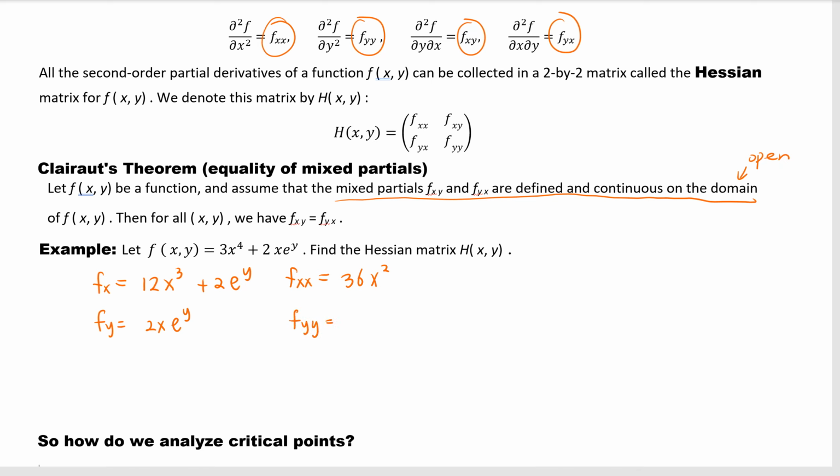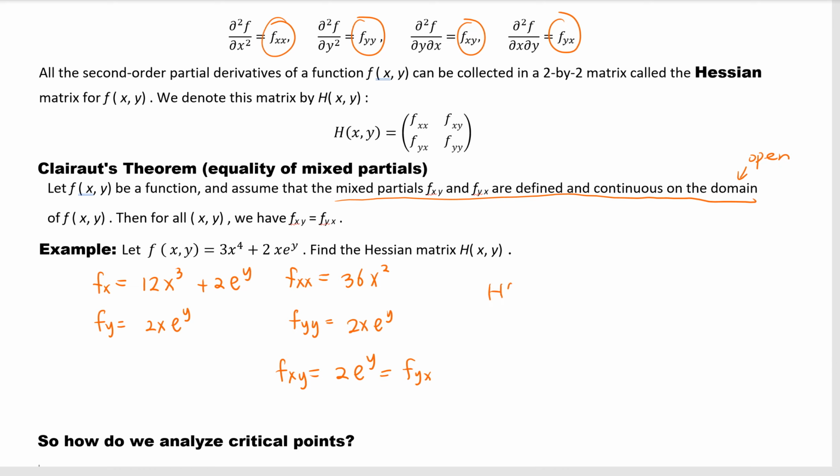F_yy: the derivative of e to the y is e to the y, so 2xe^y. How about f_xy? Let's see here. The derivative of f_x with respect to y: the first term has no y, so it's gone. The second term gives 2e to the y. You can see this is the same as f_yx.